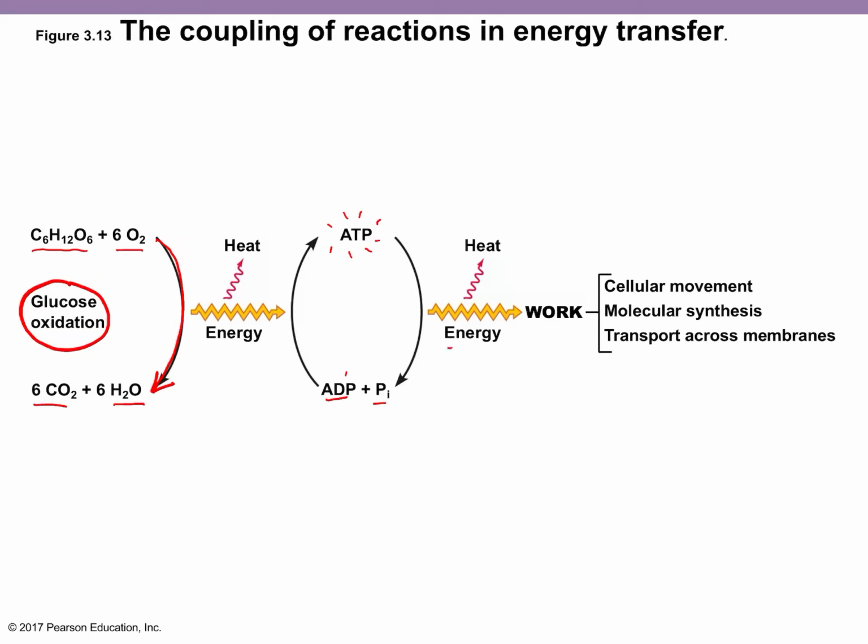ATP then is used for work. So this is anything the cell requires energy for: to move, your muscle cells moving, transport of molecules across the membrane. We have pumps that we'll look at, and then creating things, so molecular synthesis, building molecules. So we're going to take a look at how glucose is oxidized and how we make our ATP.